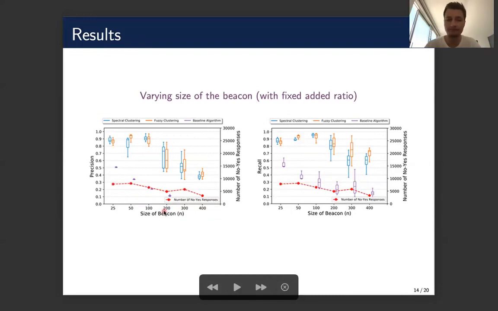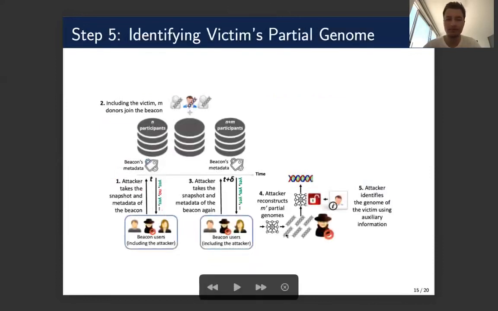And this step is done. After that step, the attacker now needs to identify which of these partial genomes belong to our victim. We have multiple partial genomes, and one of them belongs to our victim. So for that part, the attacker needs to use something called auxiliary information.